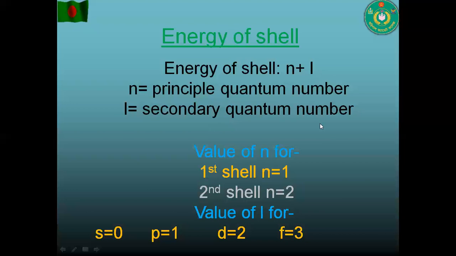Here L is the secondary quantum number. The value of L is decided by the different suborbitals. For the s orbital, the value of L is 0. For the p orbital, the value of L is 1. For the d orbital, the value of L is 2. And for the f orbital, the value of L is 3. By combining n plus L, we can define the total energy in a shell. If the value is less, electrons enter first. If the value is gradually higher, electrons gradually enter higher energy levels.